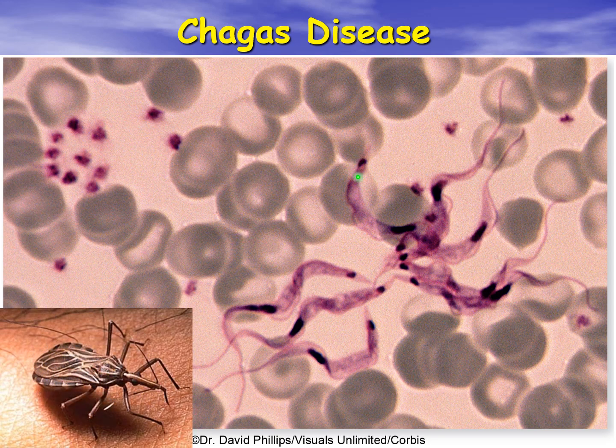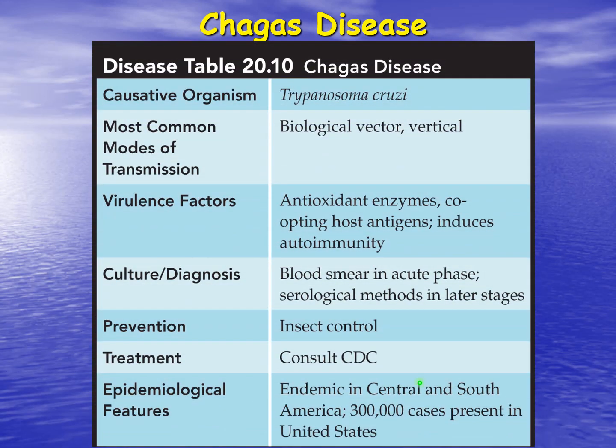And this is the protozoan parasite in the bloodstream. This is one of several species of Reduviidae bugs that can pass this organism. We do have this particular organism here in southwest Missouri, but we don't see huge numbers of Chagas disease here. This tends to be more endemic in Central and South America, with about 300,000 cases presented each year.